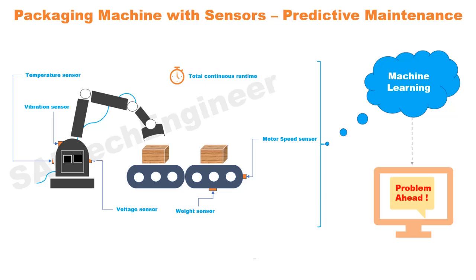But with the help of predictive maintenance, with machine learning, we can reduce or even totally eliminate the downtime. Just imagine how helpful it is if the system itself can alert us to the brewing problem while the machine is still in running state.